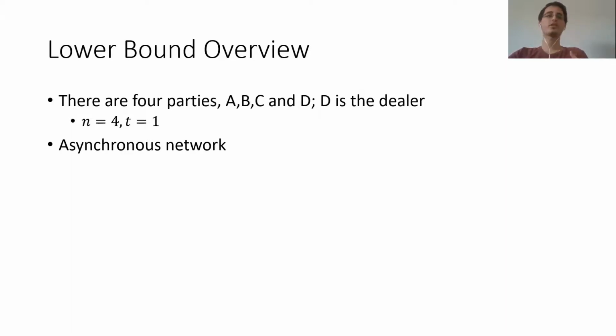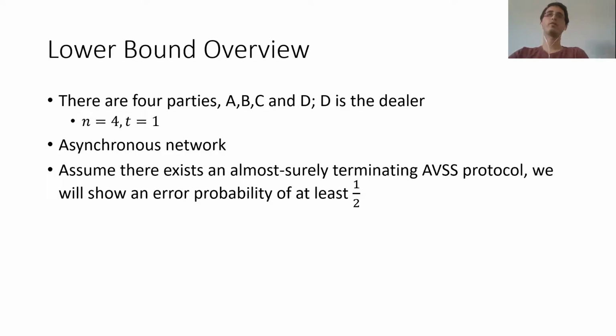The network is asynchronous. This means that messages can be delayed any finite amount of time. In order to prove our theorem, we will assume there exists an almost surely terminating AVSS protocol. We will show that it has an error probability of at least 1/2. This means that it cannot be correct 1/2 plus epsilon% of the time.